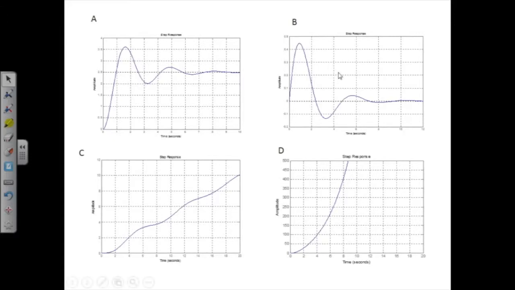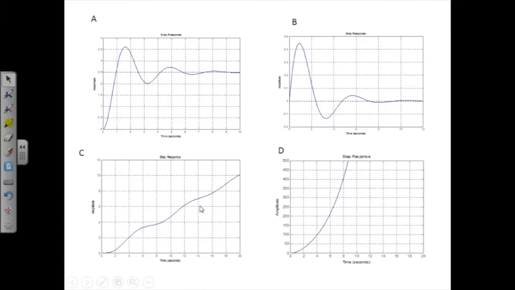Who's going to tell me what's different about B? It settles to 0. These are all step responses. Okay. So something is bringing that down to 0. Have a thought about what might do that. Okay. What's different about C? It's got a positive gradient.